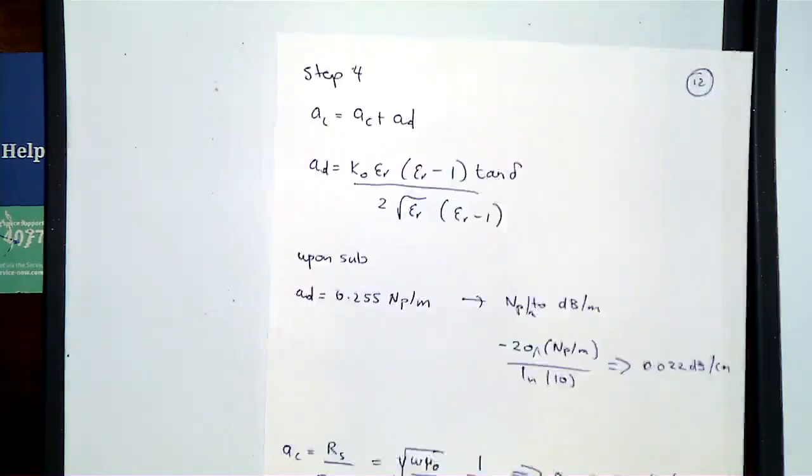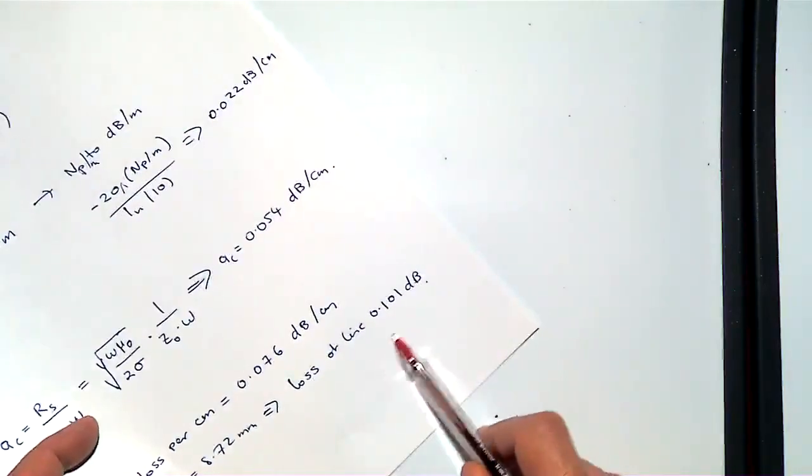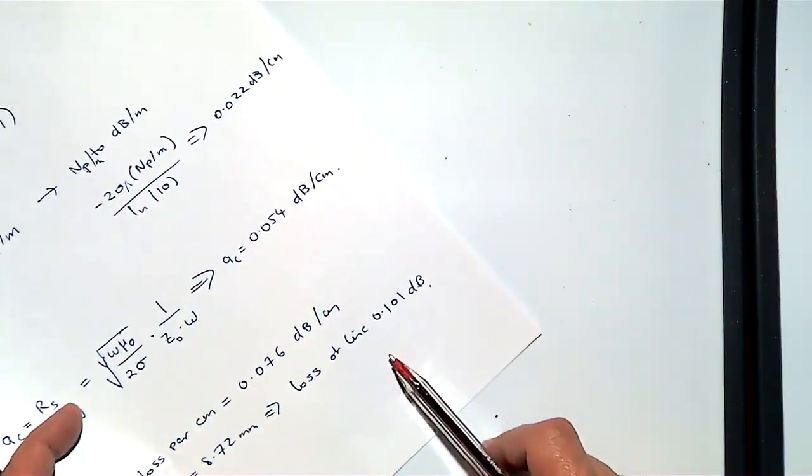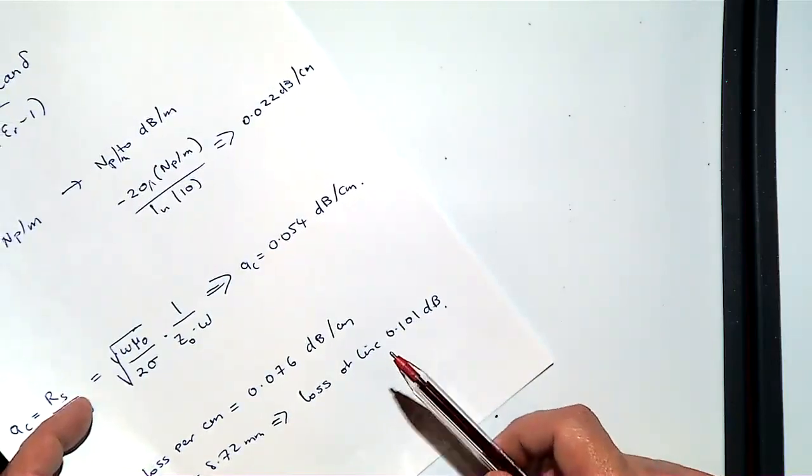If you're looking at FR4 at 10 gig, it's probably going to be many dB per centimetre.